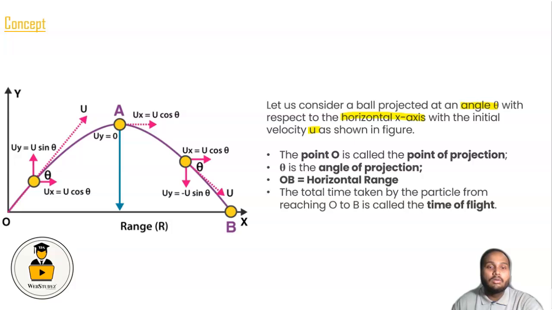Now see this point O. This is the point of projection. Theta is the angle of projection, the angle with the horizontal. Also, this part OB is called the horizontal range.